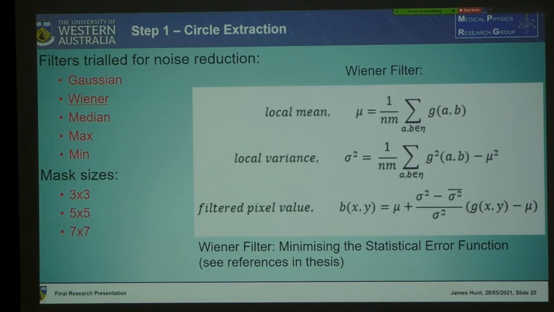So, different filters I tried. The main ones were the Gaussian filter, Wiener filter, median filter, max filter, and minimum filter. And I tried these with mask sizes of 3, 5, and 7 pixel squares. Each of these filters is a spatial filter. Basically, it looks at a certain pixel and the neighborhood of pixels around it in the mask size. If it's a median filter, for example, it'll take the median value of that neighborhood and assign it to that central pixel, and then repeat that for every pixel. Max and min are the same. Wiener is a bit complicated. I'll get to that in a second.